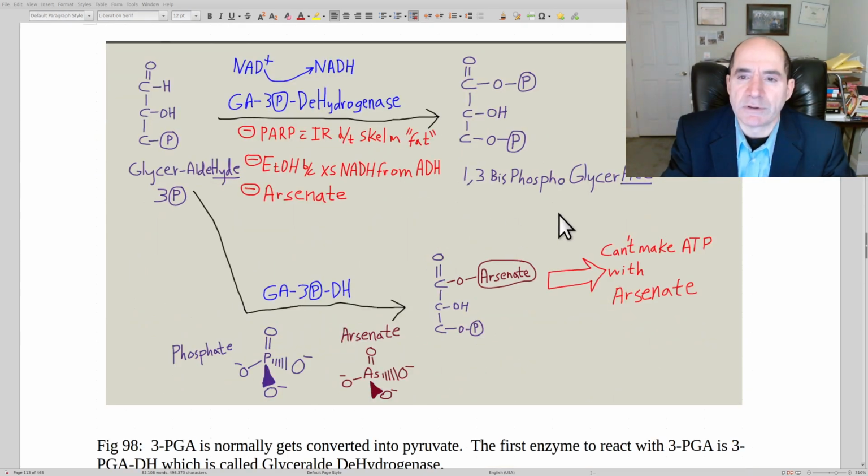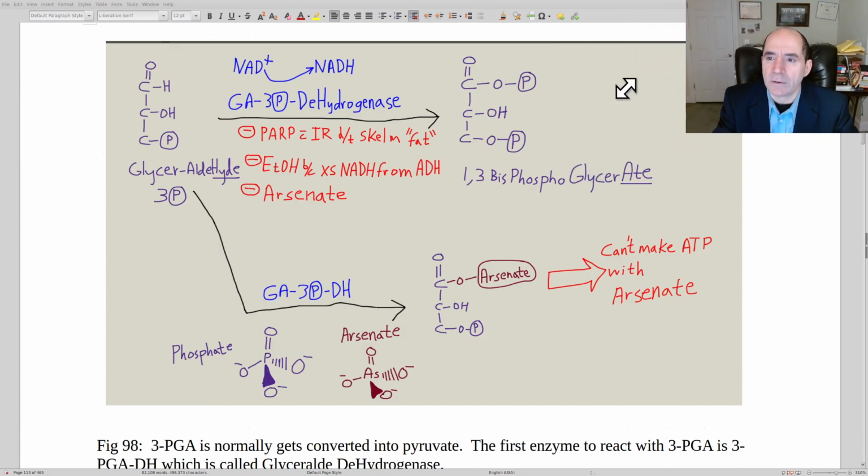Well, here I was just showing you some of the things that inhibit it. So PARP, that's what we're going to come to in a little while. Alcohol can inhibit, arsenate, related to arsenic. If you've got a lot of arsenic on board, it decreases your ability to make ATP.